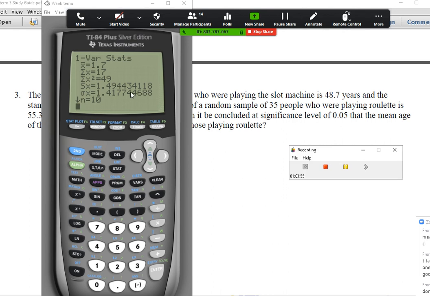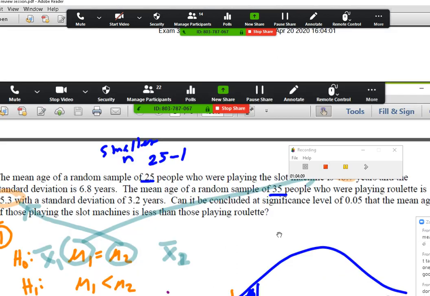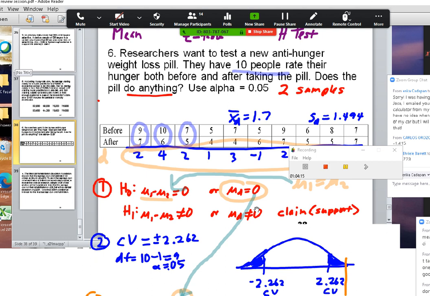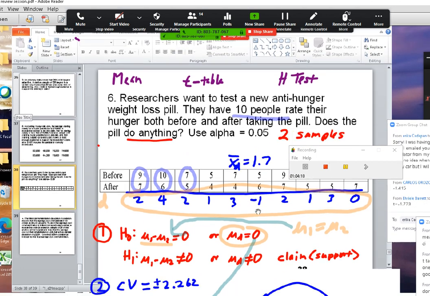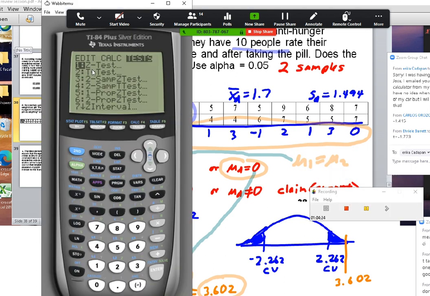So you would go ahead and hit stat, test, and let's pick one we had. Let's go through these real quick. So here's one. We can do this one. I want to know what the p-value is for this. It's a t-test, because I've made it into a one-sample test. I'm going to do stats because I know I have that.